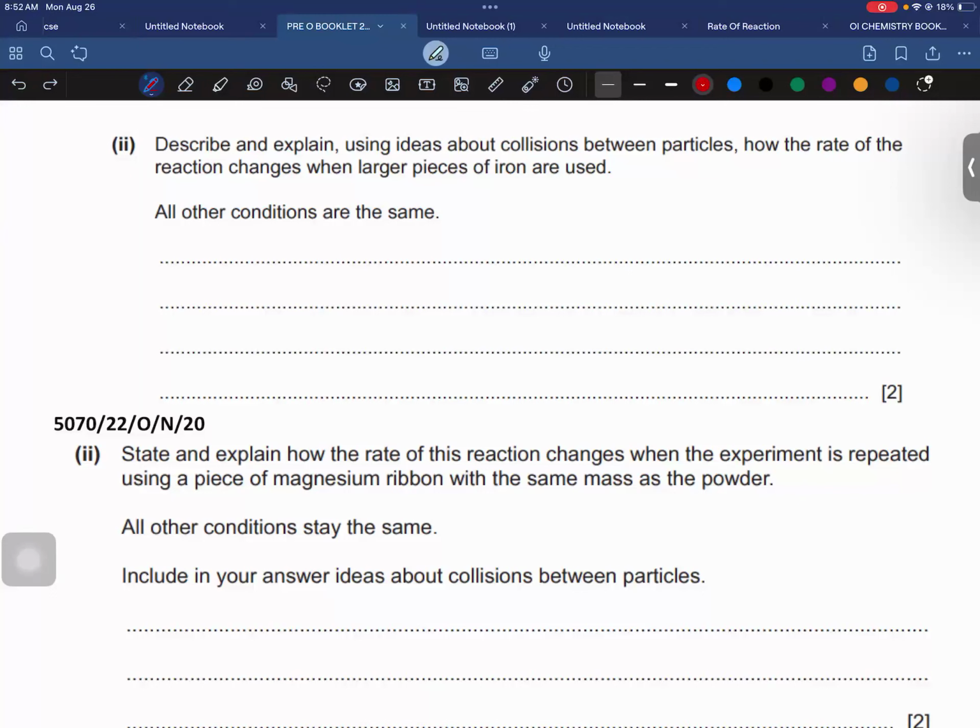They are using the large pieces of iron instead of the powder. So the rate of reaction would be slower. Exactly, slower. So obviously the rate of reaction would decrease.